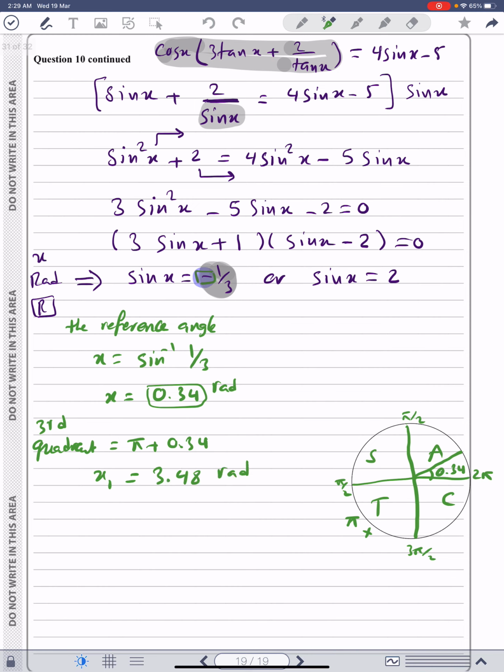The other solution is in the fourth quadrant, and it's the last solution in this paper and this question. In the fourth quadrant, x2 is 2 pi minus the reference angle we got here, 0.34, getting to 2 decimal places 5.94 radians.